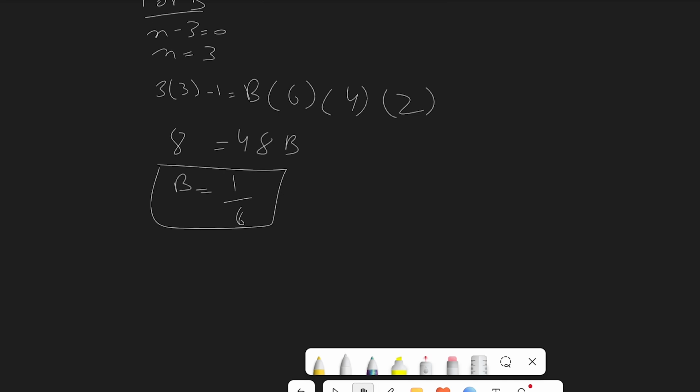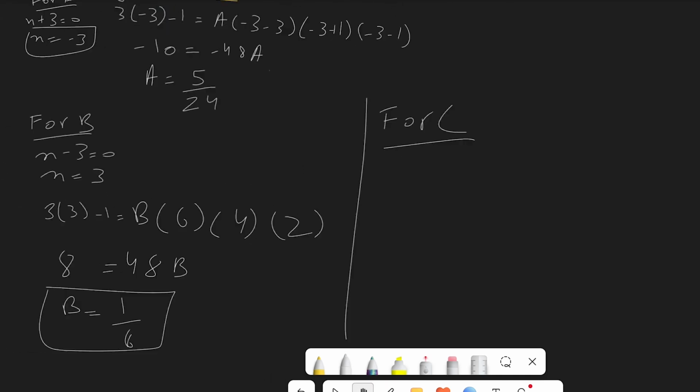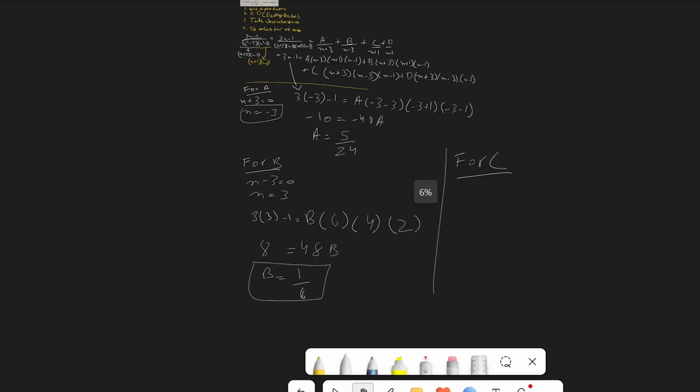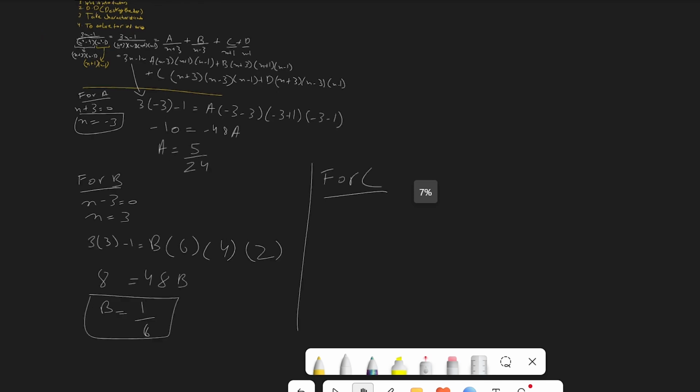Now we solve for c. Let me just do it over here. For c, I know my handwriting is fabulous. Okay, so for c, what do we have to do?